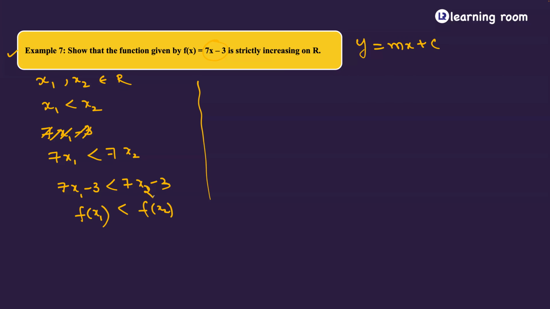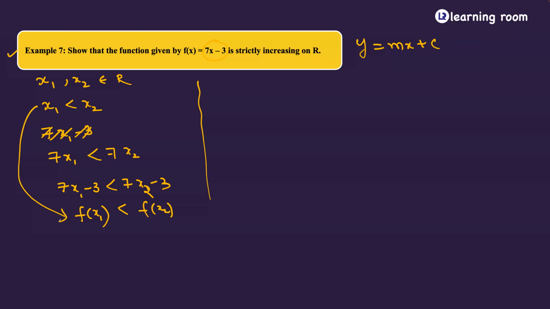Sorry, 7x2 minus 3. So when x1 is less than x2 and f of x1 is less than f of x2 simultaneously, it becomes a strictly increasing function. This is one way of proving. Okay, but mostly we'll not use this since it's the starting. We try to use this method.